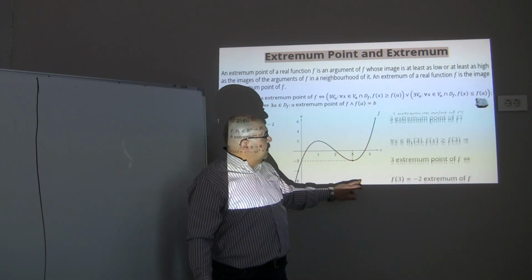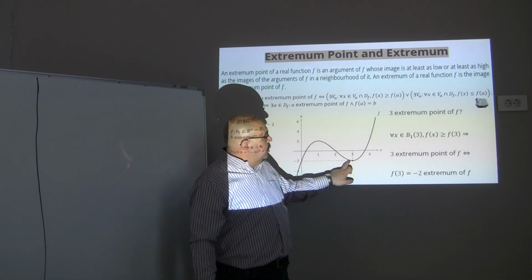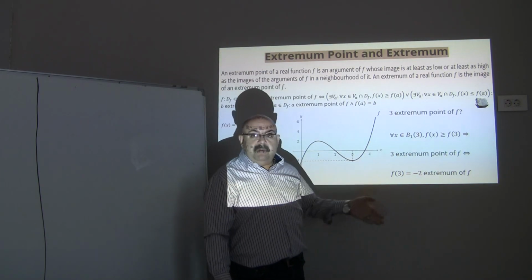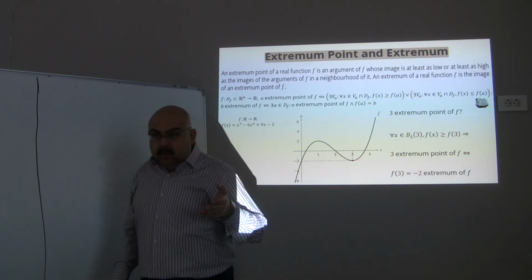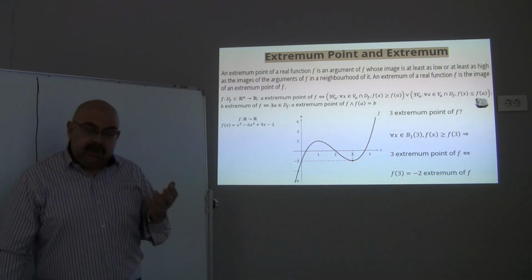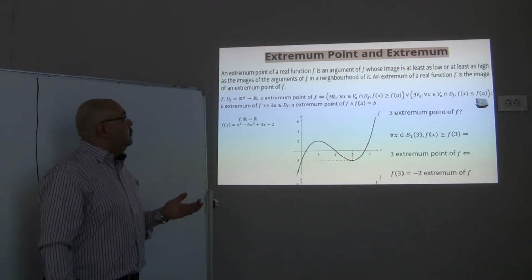Just a second. Here we go. This is about 3. Look at the points in the neighborhood of 3. You will find them greater than f of 3, which means it's a minimization point. Okay? It's a minimization extremum.